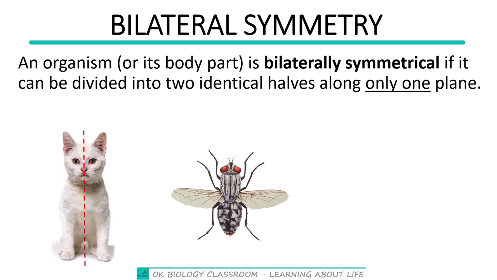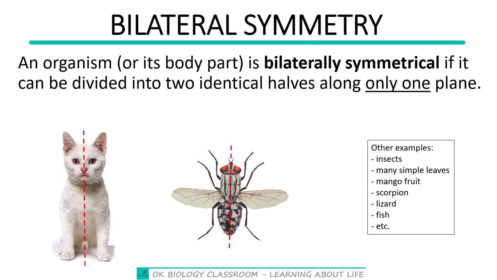Another example would be an insect, where you can use this line to divide its body into two and have them identical. Apart from this line, there is no other line. So it makes the insect bilaterally symmetrical. And there are so many other organisms that show bilateral symmetry. We can talk about insects, as I have given an example here, and many simple leaves show bilateral symmetry. Mango fruit, scorpion, lizard, fish, and many others.